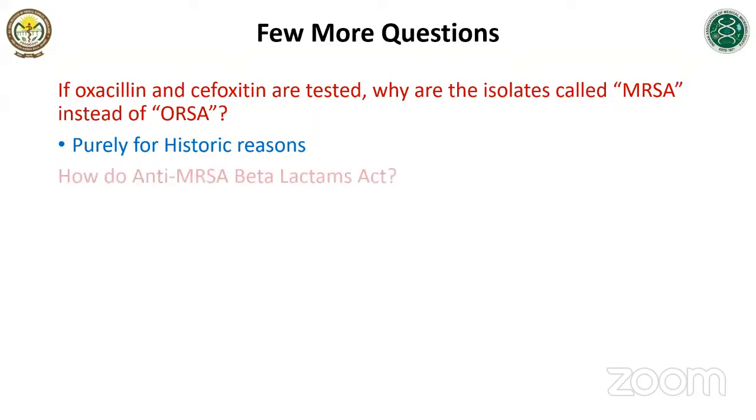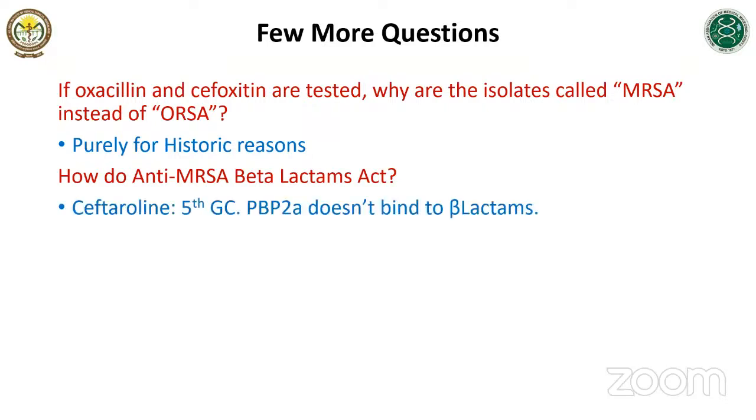Few more questions. Oxacillin and cephalosporin, why is the isolate called MRSA? Purely for historical reasons. How do anti-MRSA beta-lactams act? We know that the anti-MRSA beta-lactams are ceftaroline and ceftobiprole. For some reason, ceftobiprole has not been mentioned in CLSI anywhere. They are mentioning only ceftaroline, which is a fifth generation cephalosporin. Recently, I read that some of the ceftobiprole trials are still going on, so probably that's why it's not included as a therapeutic agent in CLSI.